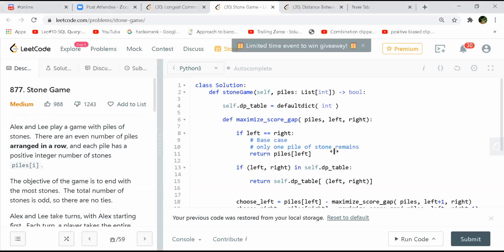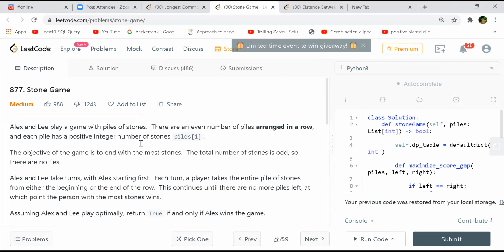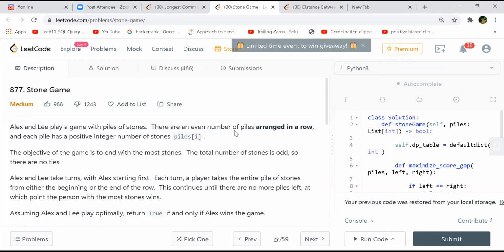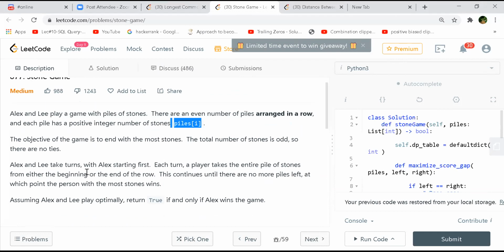Thank you. So let's go to the next one. This is a stone game where two players, Alex and Lee, play a game with piles of stones. There are an even number of piles arranged in a row, and each pile has a positive integer, meaning piles of I represents the number of stones at that index. The objective of the game is to end with the most stones, and the total number of stones is odd, so there are no ties.